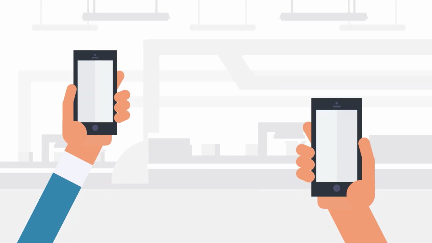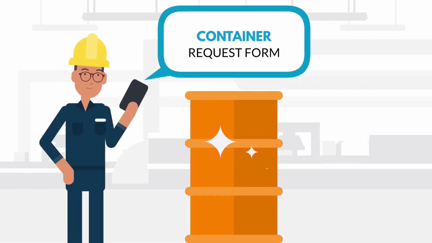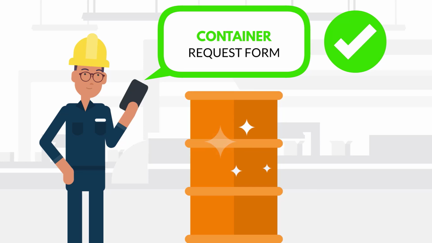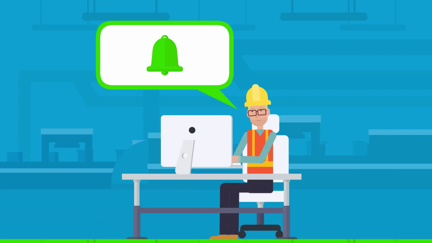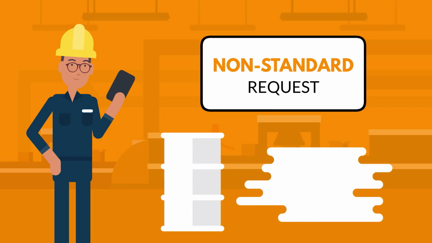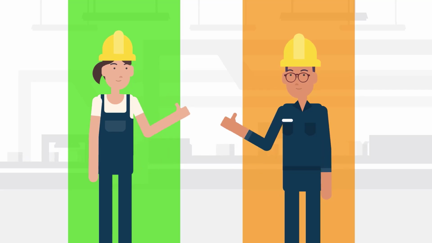The process starts when you download the ERA Maxinar application onto your iOS or Android mobile device and request a new container by filling out the container request form. If you request a container for a standard waste profile, the waste managers are immediately notified to send it over. On the other hand, if you need a container for a special purpose, such as cleaning up after a chemical spill, then you can submit a non-standard request which the system flags for the waste managers to review and approve as soon as possible. Either way, you won't have to call anyone.